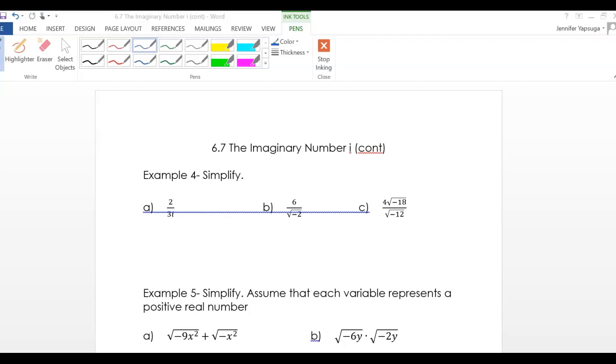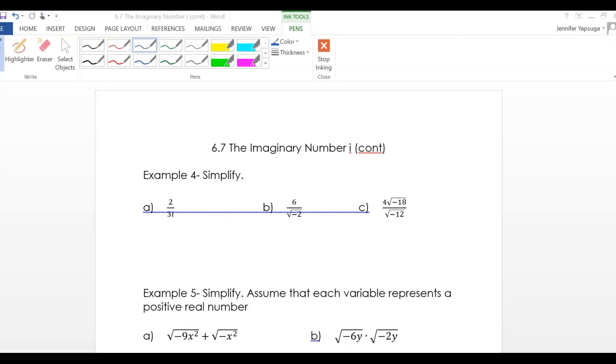All right, so today we are going to continue our look at the imaginary number i, and I've continued with a few more examples for you, and you can just follow along. Like I've mentioned before, it's probably a good idea to print out the guided notes so you can follow along and annotate as we go.